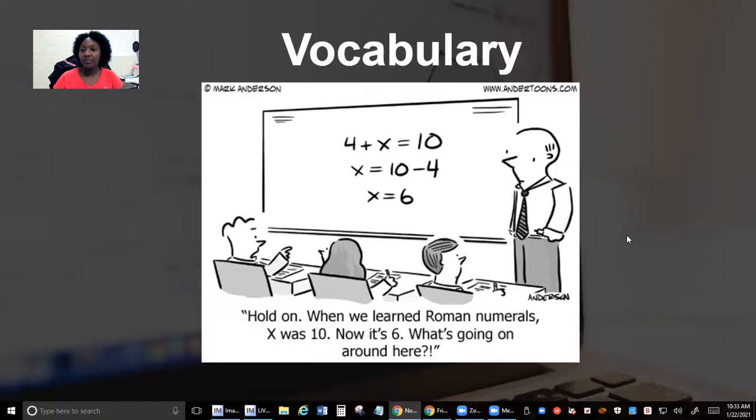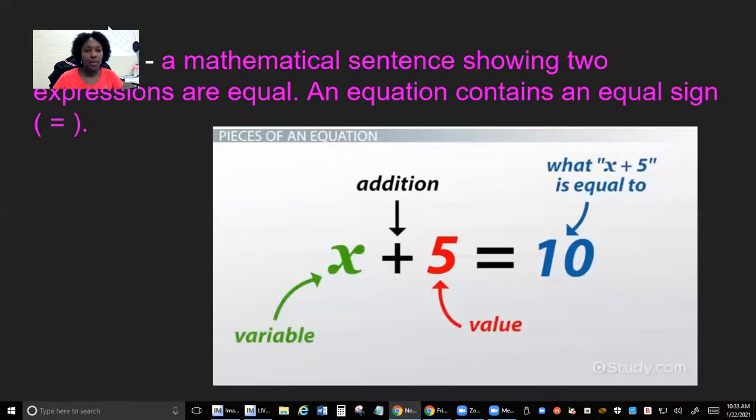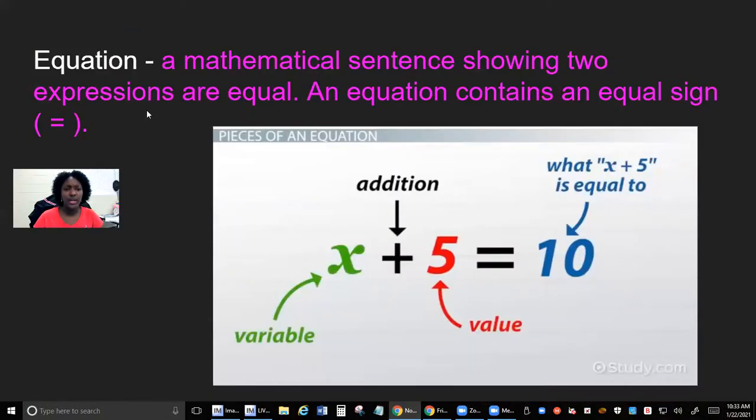Let's look at the next slide. Our first vocabulary word is an equation. An equation is a mathematical sentence showing two expressions are equal. An equation contains an equal sign. So they want you to find an answer when you're looking at an equation. So look at my little picture here. Here's x, the variable, adding 5, and it equals 10. So again, what makes an equation is an equal sign, okay?